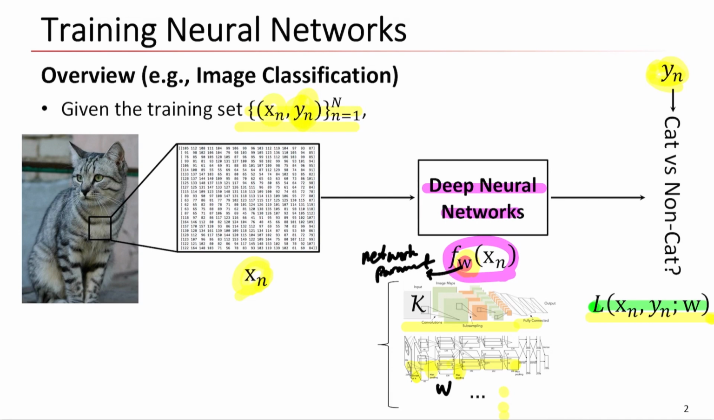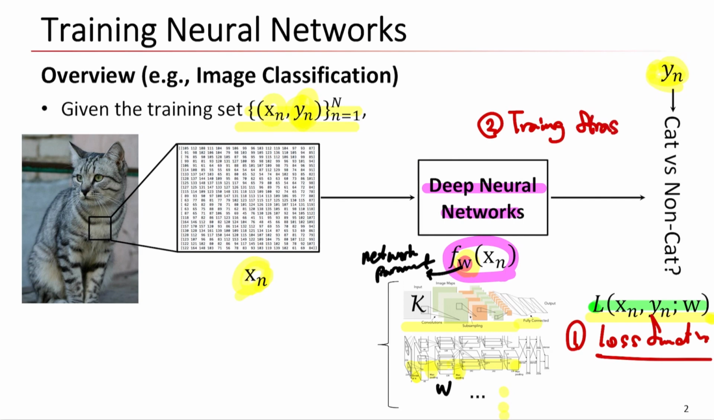So yeah, it means that first of all, we have to define the loss function, right? So which loss function do we have to use, right? And then what do we want to do next? Then we have to design the training strategy, right? Training strategy, such as gradient descent, right?